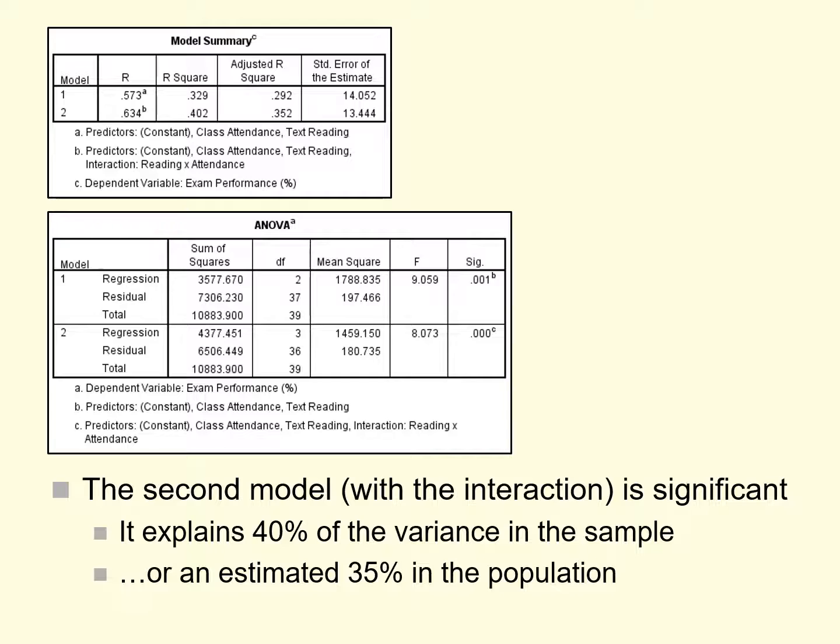We can also see the ANOVA table down at the bottom. That's just testing each augmented model by comparing it to the compact model that has no predictor variables in it. So is the first augmented model, including only class attendance and text reading, significant compared to the compact model? Yes, it is. And is the second augmented model, which includes class attendance, reading, and interaction, significantly a better fit for the data than the compact model? Yes, it is as well. Kind of unsurprising, to be honest.